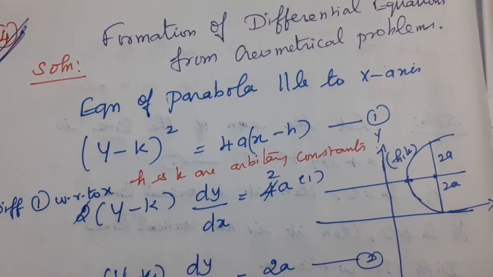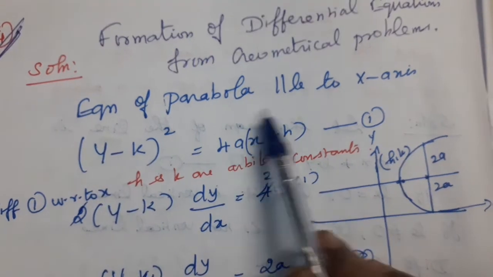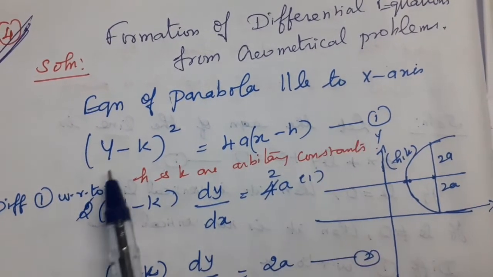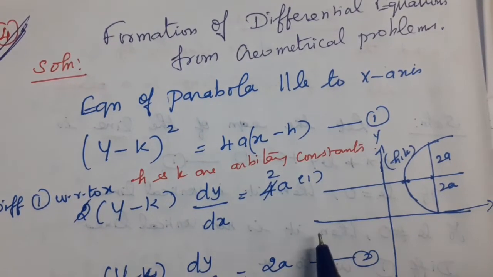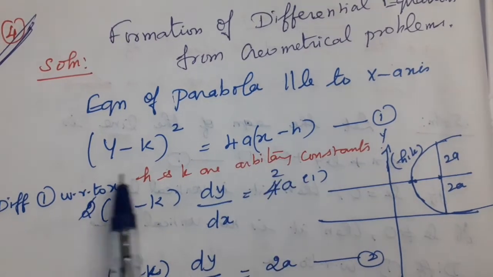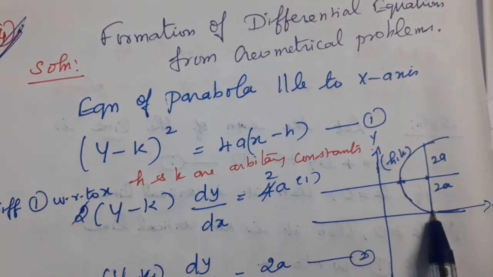Now see the formation of a differential equation from a geometrical problem. I have already read the question. What is the equation of a parabola parallel to the x-axis? y square equal to 4x passes through the origin. But it is not only that; if it passes through the origin it means y square equal to 4x. This is not passing through the origin. What is the latus rectum given?